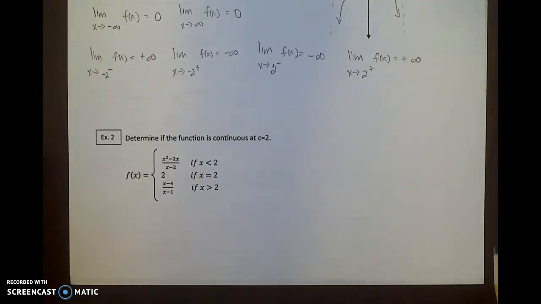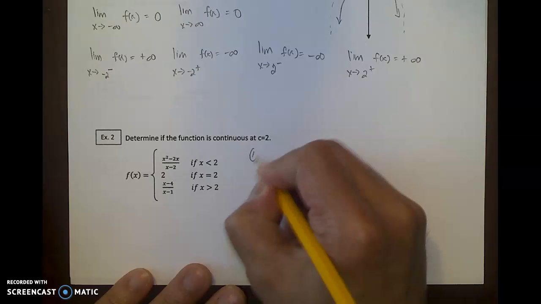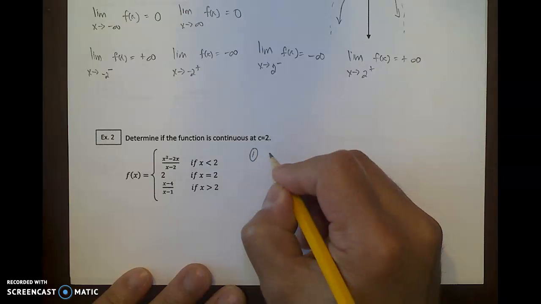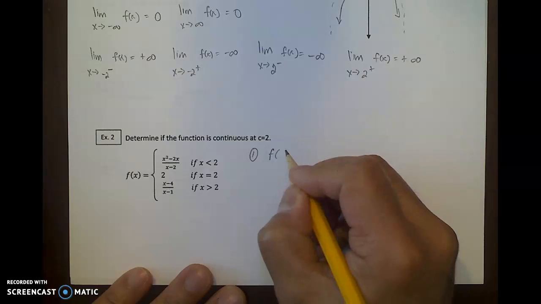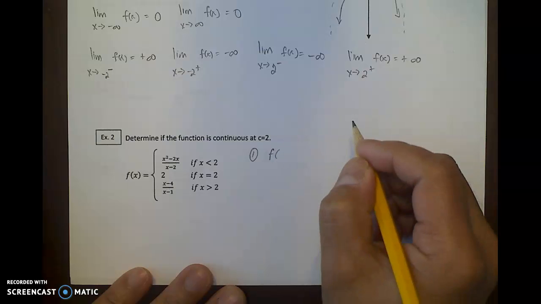Now we're going to look at example number 2, where given this piecewise function, we want to determine if the function is continuous at a c value of 2. Now you recall, if you look back at your notes from last week, there are 3 requirements for a function to be continuous at a very specific value. One of those requirements is that the function is defined at that c value.